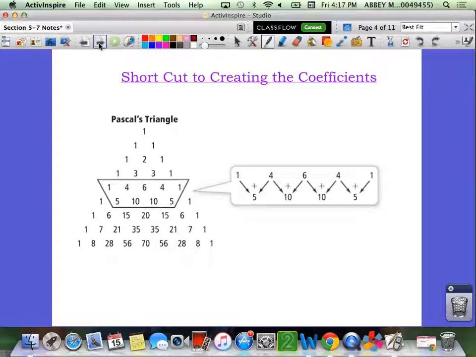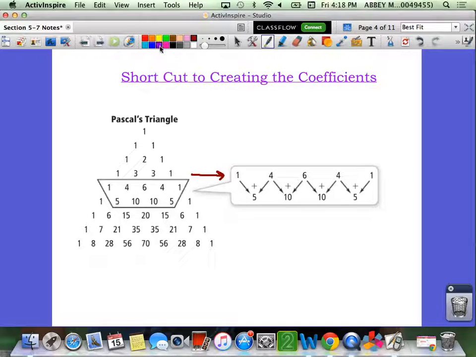Now, as I mentioned on the first slide that introduced Pascal's triangle, there is a shortcut to creating the coefficients if you can't memorize them, but I strongly suggest that you do memorize them. You'll notice here, it's broken down for you how they come up. So in order to get the next row, you take the two terms from the previous row and add them together. So I'm looking at this right over here. If I have 1 plus 4, that gives me 5. 4 and 6 give me 10. 6 and 4 give me 10. 4 and 1 give me 5.